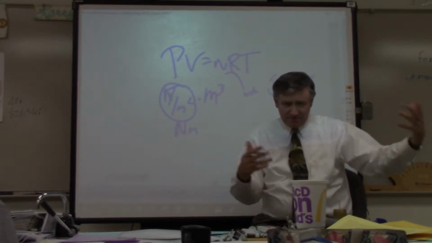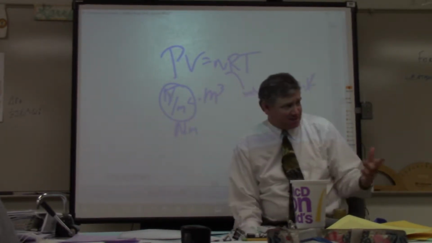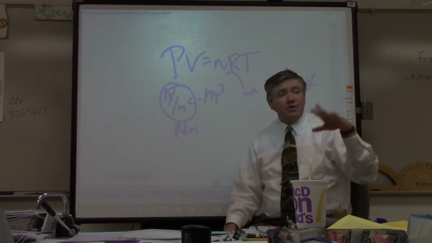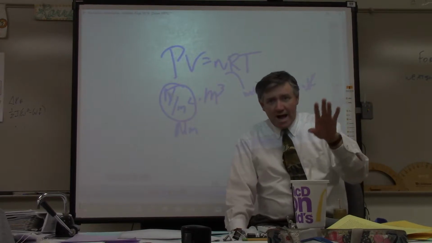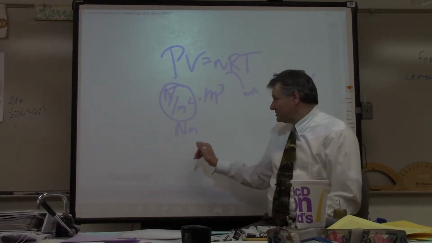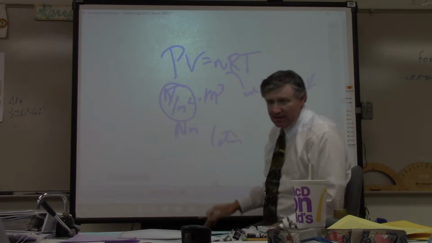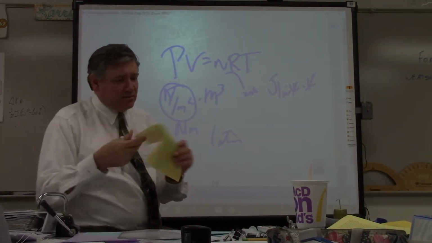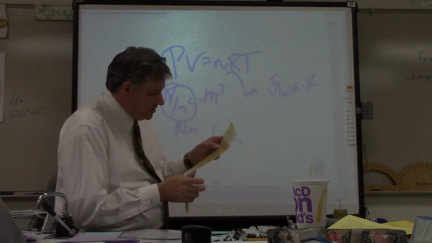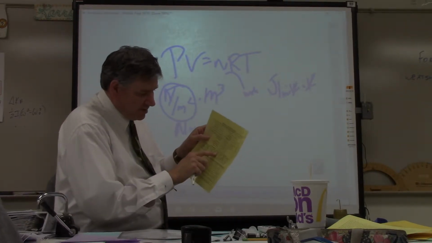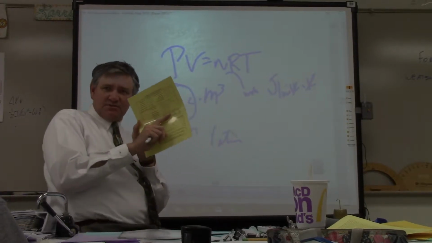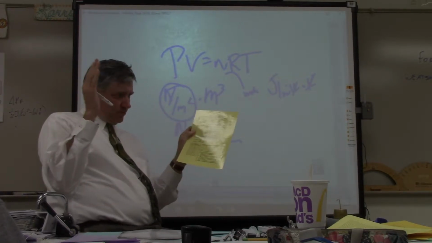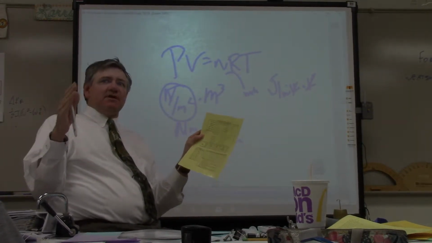It's named after Blaise Pascal, the French mathematician that actually came up with a lot of these quantities. So right now, you all are under one atmosphere of pressure, okay? If you look on that yellow sheet, yonder yellow sheet, for one atmosphere of pressure, you have 1.0 times 10 to the fifth newtons per square meter, which is 1.0 times 10 to the fifth pascals. So newtons per square meter is the same thing as pascals.